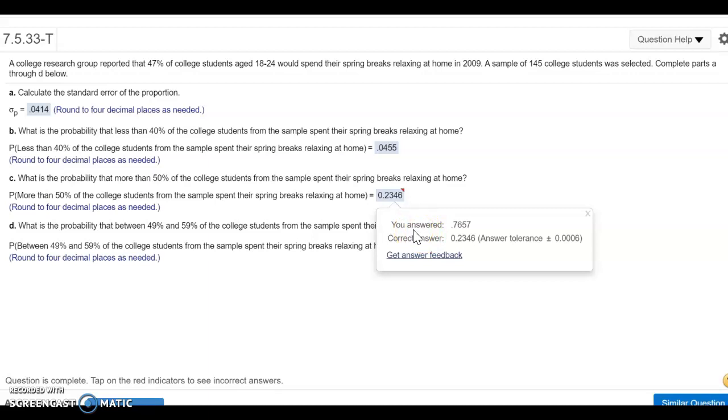1 minus 0.7657, that would be 0.2343, which is in the answer tolerance, so that would be right.